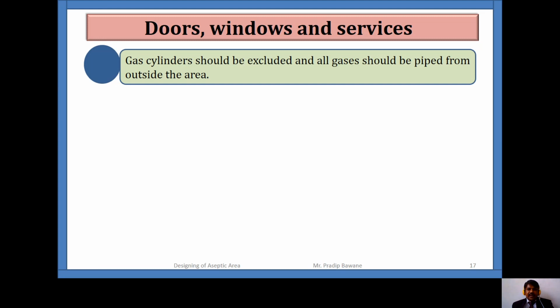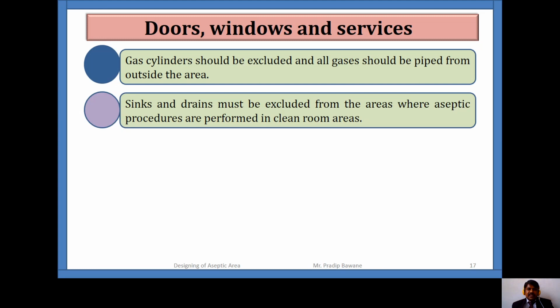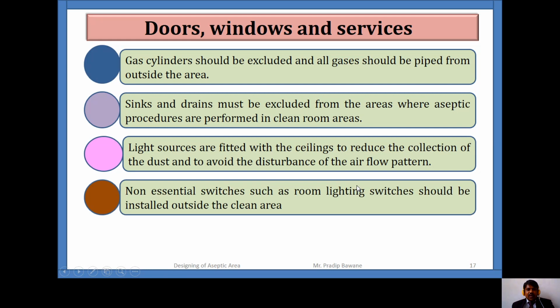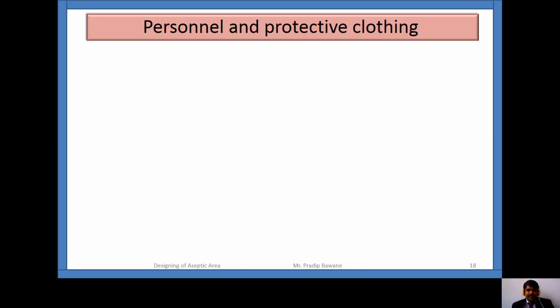Then gas cylinders should be excluded and all gases should be piped from the outside area. Sinks and drains must be excluded from the areas where aseptic procedures are performed in clean room areas. Light sources are fitted into the ceiling to reduce the collection of dust and to avoid disturbance of the airflow pattern. Non-essential switches such as room lighting switches should be installed outside the clean area.